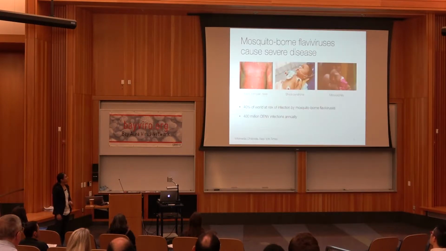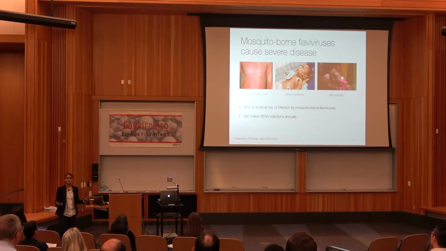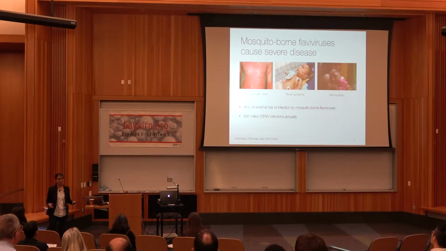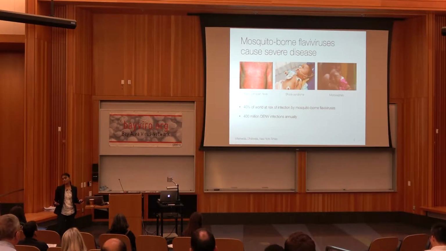Okay, and so my lab focuses right now on mosquito-borne flaviviruses, and that's partly because they're really interesting viruses, but also because they have a really outsized impact on public health. So if we look at mosquito-borne flaviviruses in general, these include dengue virus, West Nile virus, yellow fever virus, and Zika virus, to name a few. Over 40% of the world's population is at risk of infection by one of these mosquito-borne flaviviruses.